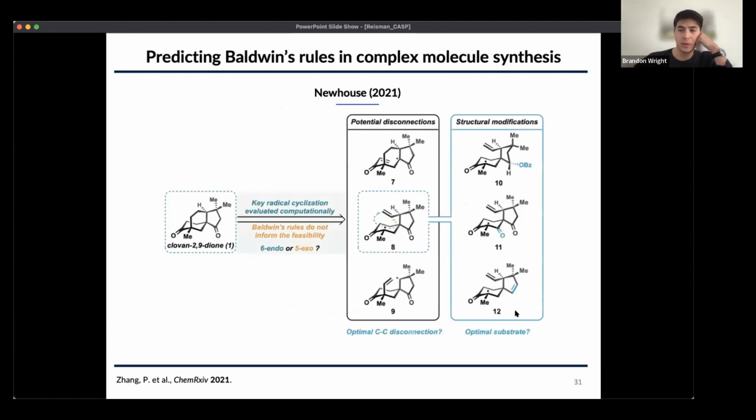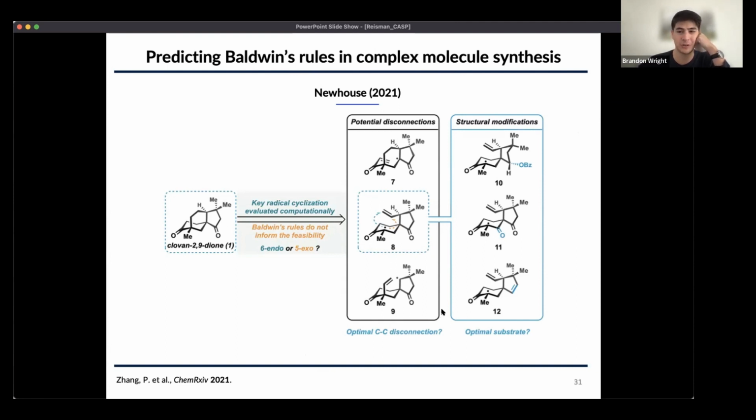Okay, so one example I want to highlight in the realm of reaction prediction that's particularly relevant to complex molecule synthesis is this paper from Tim Newhouse and coworkers just this last year. You'll notice that most of the references in this talk are from the last couple of years, which just shows how fast this field is moving.